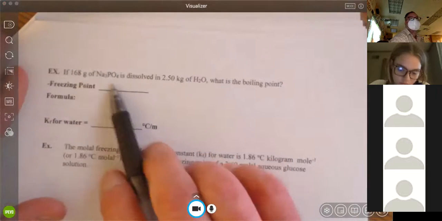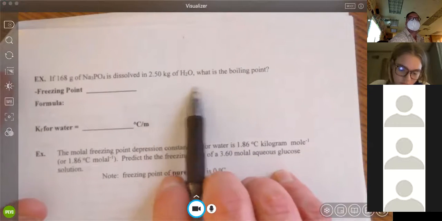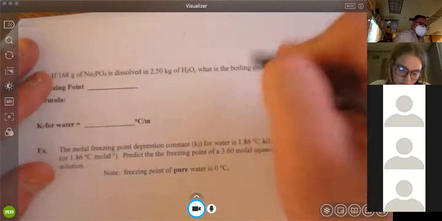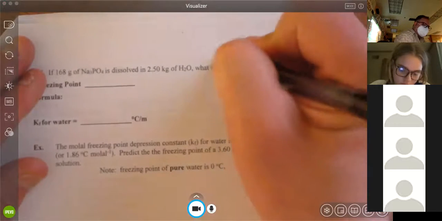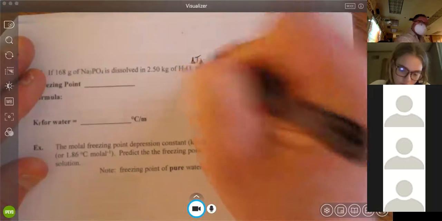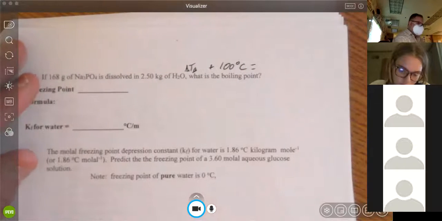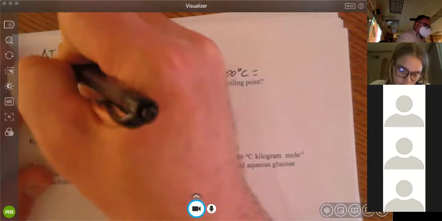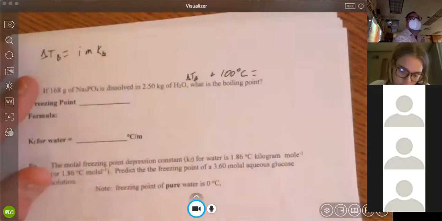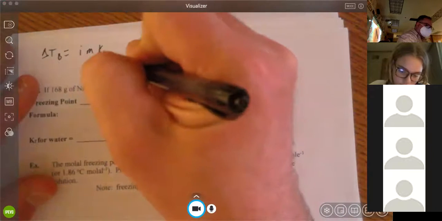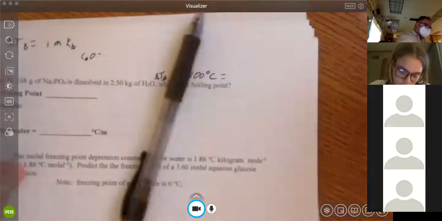So if 168 grams of sodium phosphate is dissolved in 2.50 kilograms of H2O, what is the boiling point? The normal boiling point of H2O is 100 degrees Celsius. So we are going to have to add the delta T sub B to that. That will equal our new boiling point. So delta T sub B equals i m K sub B, where K sub B is 0.512.